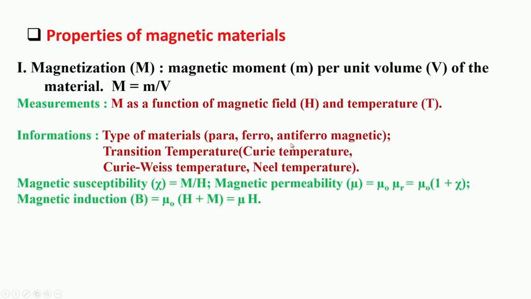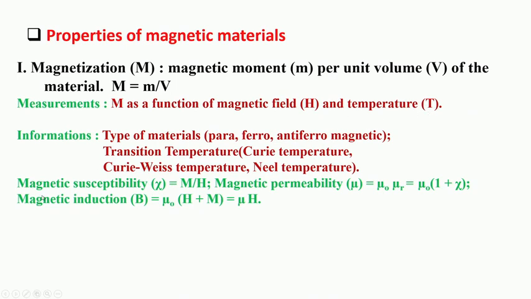Transition temperature or Curie temperature of the magnetic material, Curie Weiss temperature, and Néel temperature in the case of an antiferromagnetic material. The Néel temperature is the phase transition between antiferromagnetic and paramagnetic, and Curie Weiss is basically between ferromagnetic and paramagnetic. So, that is the information we can get from the measurement of magnetization as a function of magnetic field and temperature.